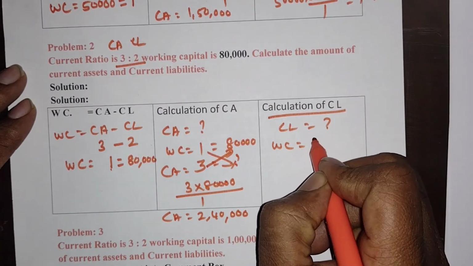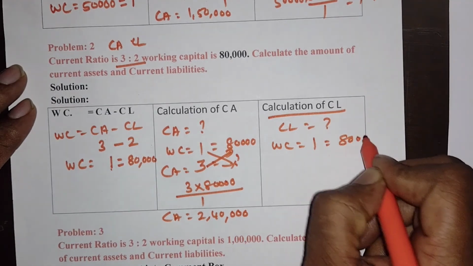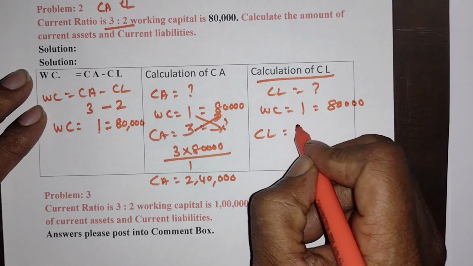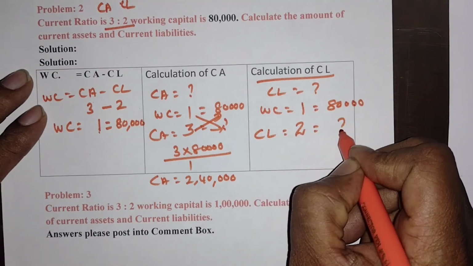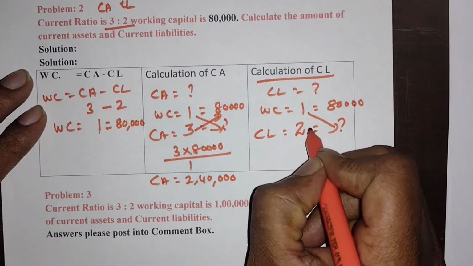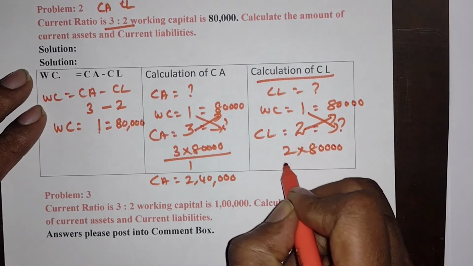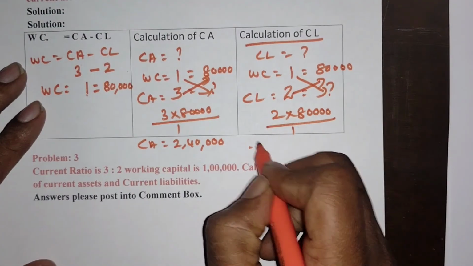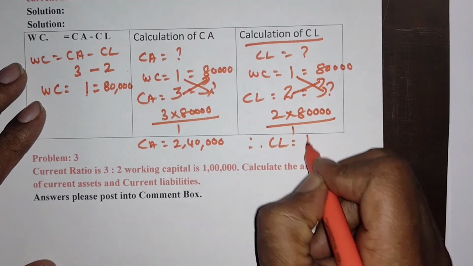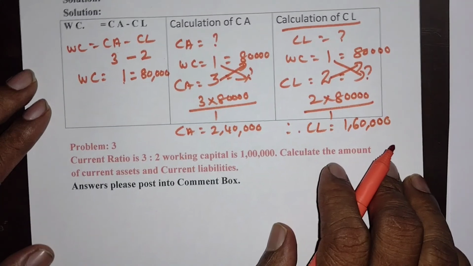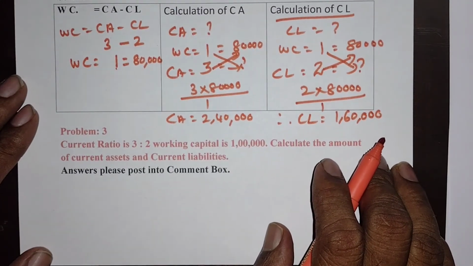Coming to calculation of current liabilities, in the same manner, current liabilities we don't know. Working capital in terms of ratio is 1, in terms of amount it is 80,000. Current liabilities in terms of ratio is 2, in terms of amount we don't know. Go for cross multiplication: 2 into 80,000 divided by 1. Therefore current liability is equal to 1,60,000.